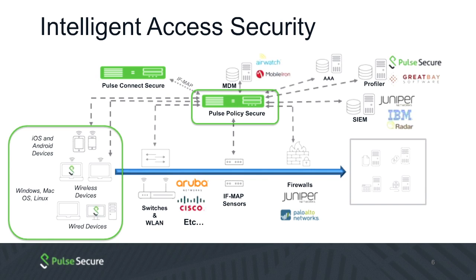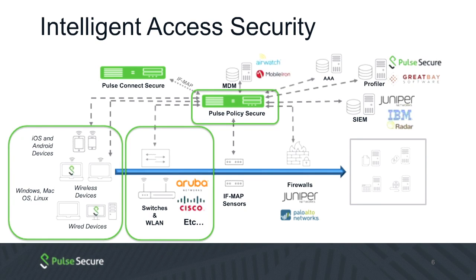Obviously, the next component of the solution is the endpoints themselves. Windows, Mac OS, Linux, iOS, Android, legacy desktop devices and new mobile devices. All of these devices want to connect to the network, and in order to do so, they're probably going to be going through either a wired switch or a wireless network. Admission control generally applies inside the network. If we were doing remote access, they'd be connecting through the Connect Secure SSL VPN gateway instead.